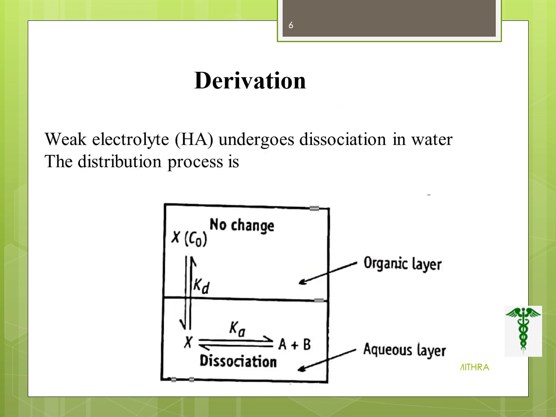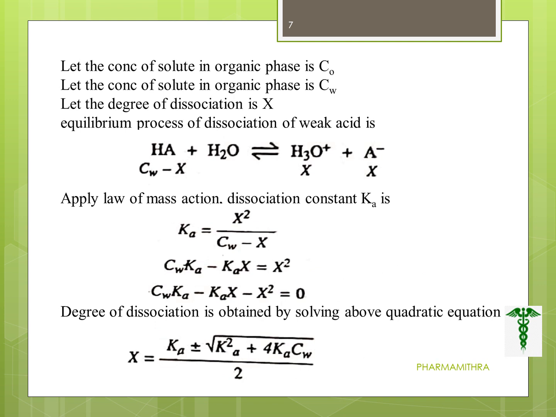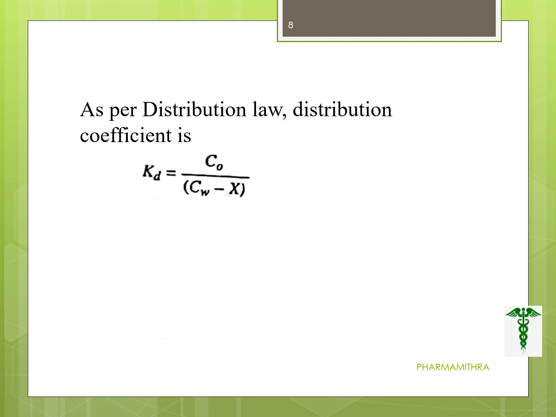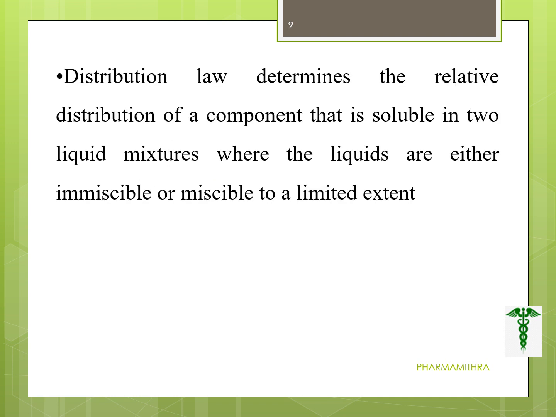If we are explaining the derivation part, we have to show how the distribution happens: one in the organic layer, and in the aqueous layer dissociation happens. As we said, HA is the acid that comes in contact with water, giving hydronium ion concentration and anion, and finally the degree of dissociation is equal to Ka plus square root of Ka squared plus 4 Ka into W, by 2. As per distribution law, the distribution coefficient is equal to the concentration in the organic to the aqueous phase.